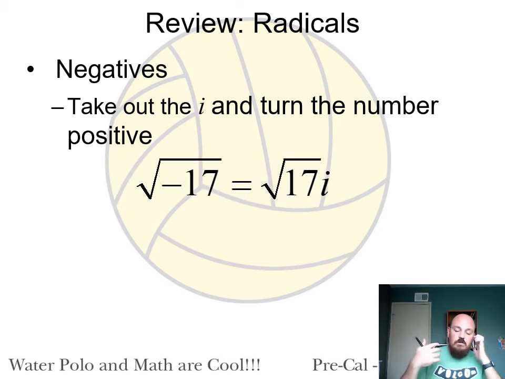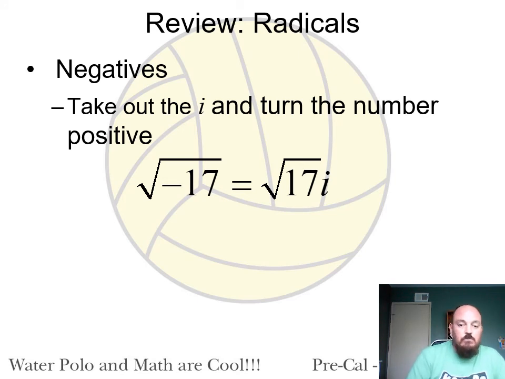Because all you have to do, if you have the square root of -17, you can basically just turn it into the square root of +17 and then stick an i on the end. Or you can put it out front if you want. It's not inside the square root though, make sure you know that. The i comes out of the square root and then the number becomes positive.